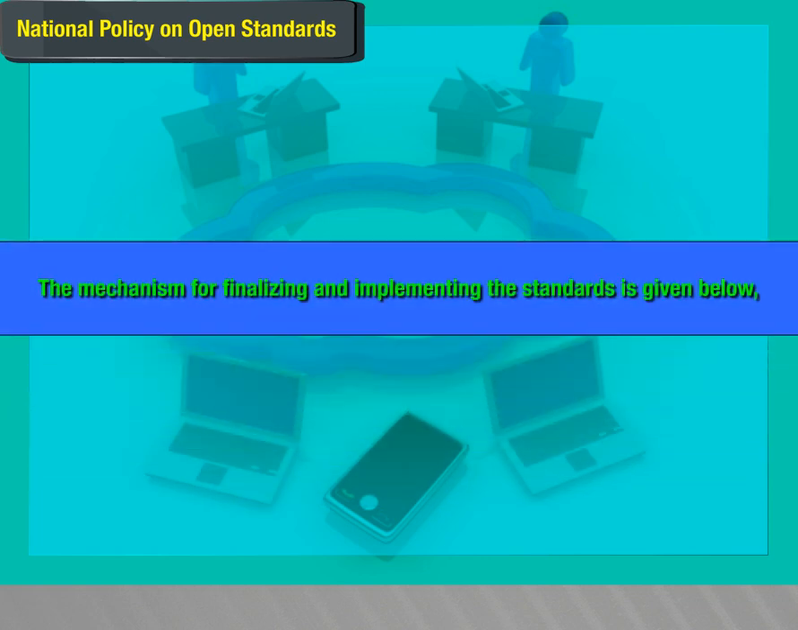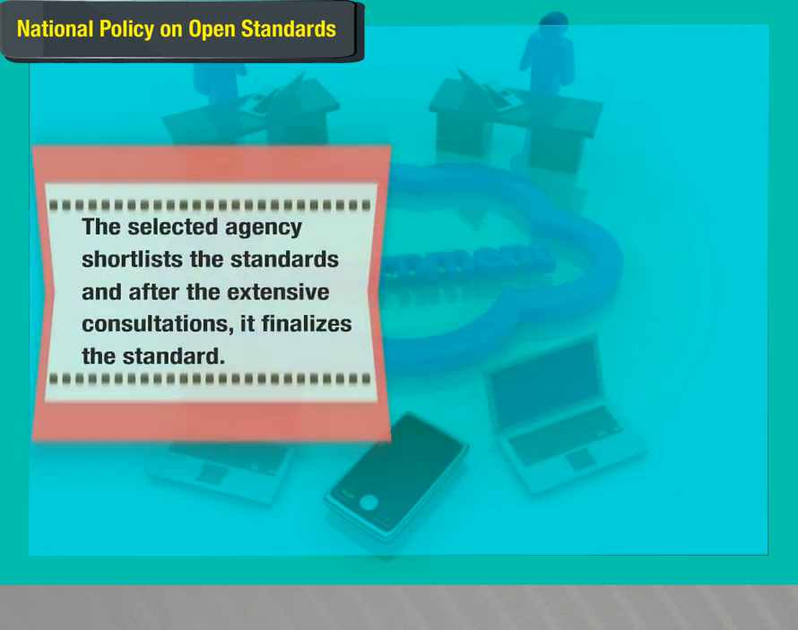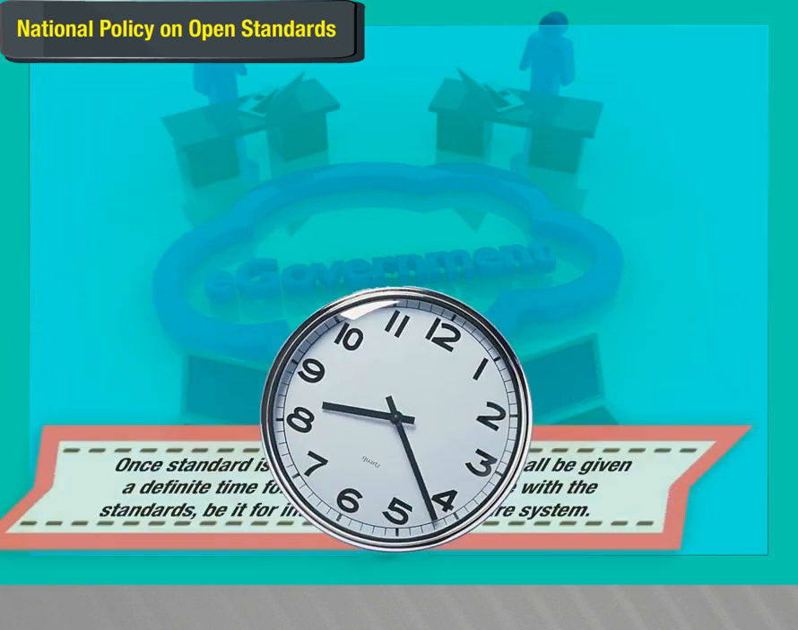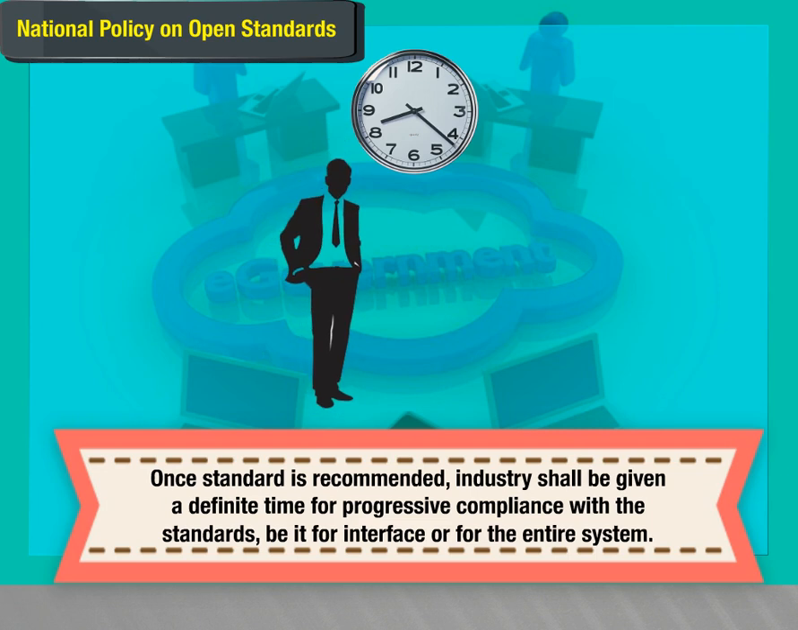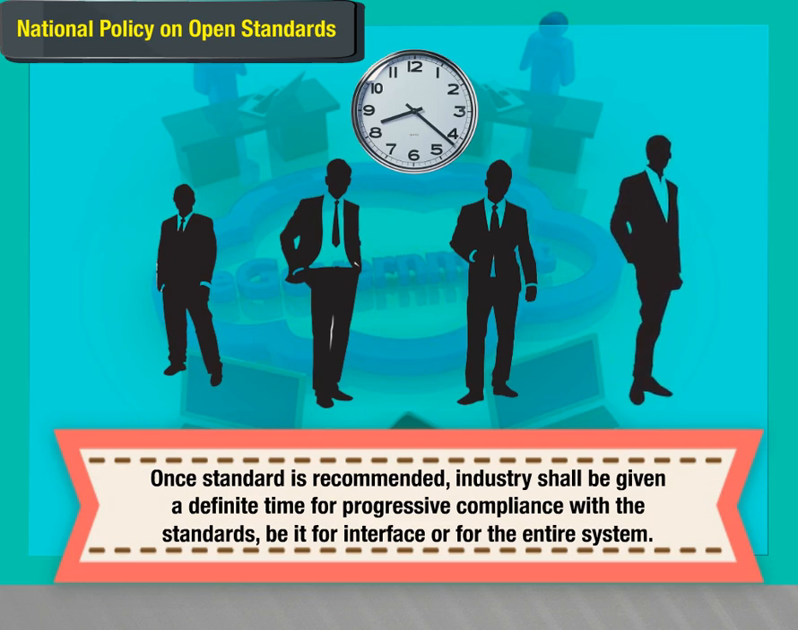The mechanism for finalizing and implementing the standards is given below. GOI identifies domains for standardization and identifies the authorized agency to select the standard. The selected agency shortlists the standards, and after extensive consultations, it finalizes the standard. Once a standard is recommended, industry shall be given a definite time for progressive compliance with the standards, be it for interface or for the entire system.